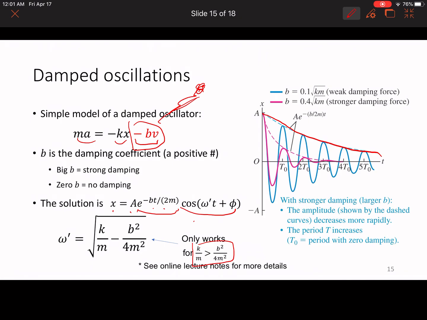Then right in between is what's called critically damped. That's the fastest, the best damping you can do. There are no oscillations, but the solution's a little bit more complicated. At any rate, that is certainly beyond the scope of this course, so I'm not going to go into that.